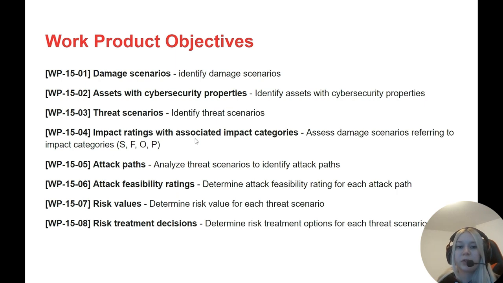Number 4 is impact ratings with associated impact categories. Assess damage scenarios referring to impact categories. Here in brackets we have SFOP, so S stands for safety, F stands for financial, O stands for operational, and P stands for privacy. Then we have attack paths. This means that we would have to analyze threat scenarios to identify attack paths. Then number 6 is attack feasibility ratings. This means that we would have to determine attack feasibility rating for each attack path.